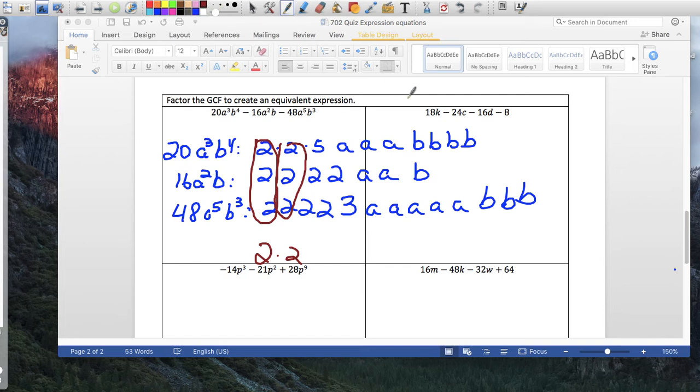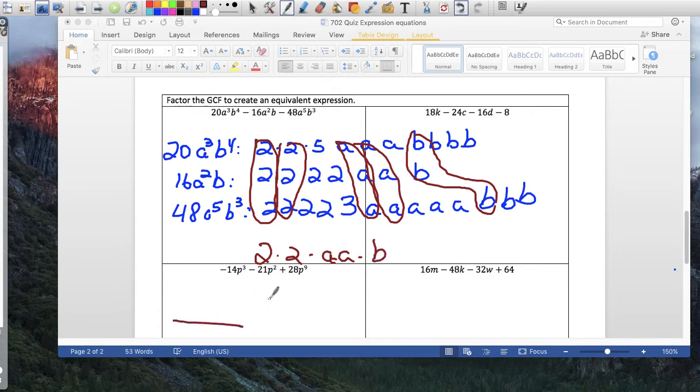So now we circle. As far as the A's, I got one set of A's, two sets of A's, so it'll be AA. Any B's? Yes, one set of B's. That is going to be my factor on the outside. So if I do 2 times 2 is 4, 4 times 4 is 16, so 16 a squared b.